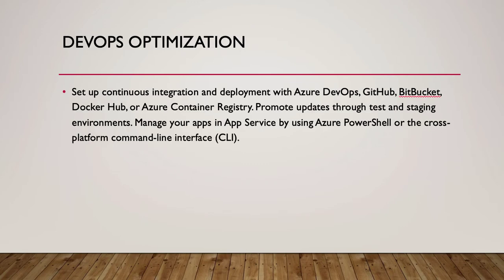There is the DevOps optimization for you, so you can set up continuous integration and deployment with Azure DevOps, GitHub, Bitbucket, Docker Hub, or Azure Container Registry. You can promote updates through test and staging environments, manage your apps in app service by using Azure PowerShell, or the cross-platform command line interface as we discussed in the previous videos.